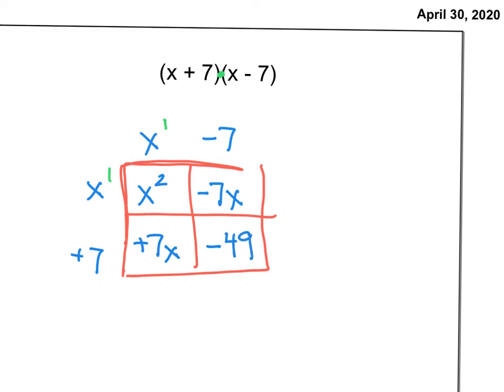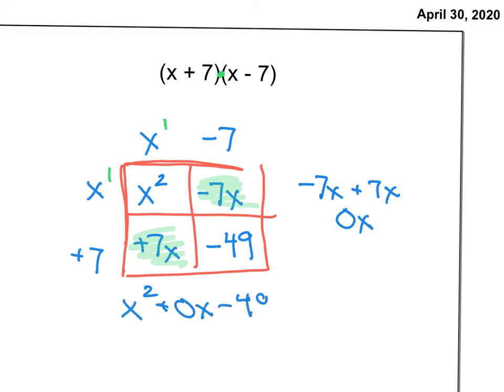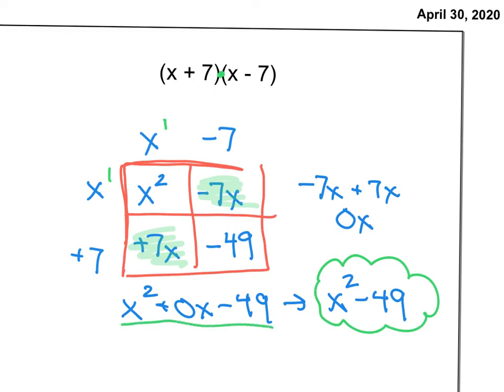Now here's where things get a little interesting, is my like terms here. I have a negative 7x and a positive 7x. Well, a negative 7 plus 7 goes down to 0x. So it's kind of like you have x squared plus 0x minus 49, but you wouldn't really write that 0x. You just have x squared minus 49. All right, so the final answer would be that. Although this isn't technically wrong, this is better because that 0x you don't really need.